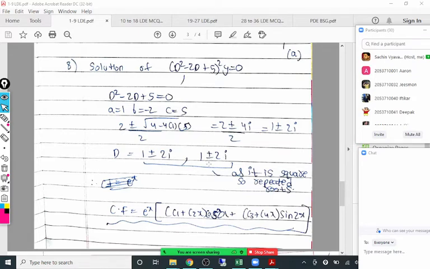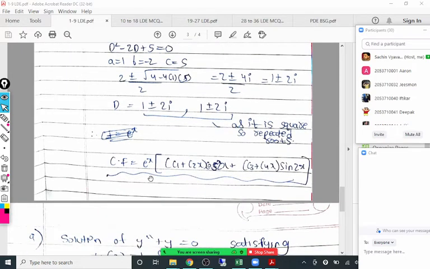I think this is the first time you came across a complex repeated root. Here, for a complex repeated root, the CF is written in this fashion: e^x (c1 + c2x) cos 2x + (c3 + c4x) sin 2x. So that is alpha ± i beta, and if that is repeated, e^(αx) (c1 + c2x) cos βx + (c3 + c4x) sin βx, and the answer is correctly written there.